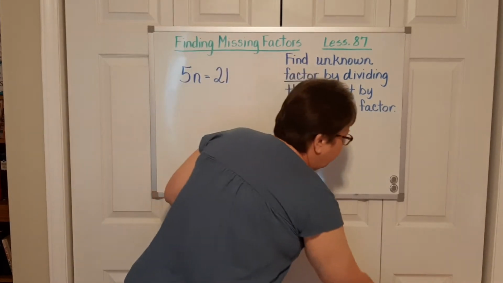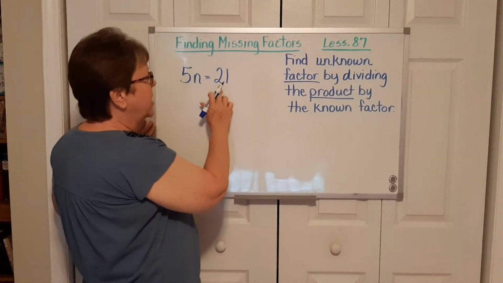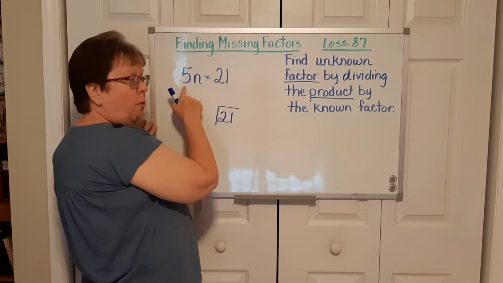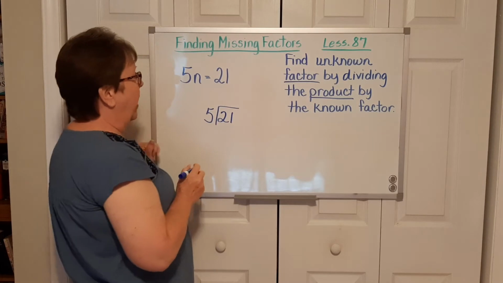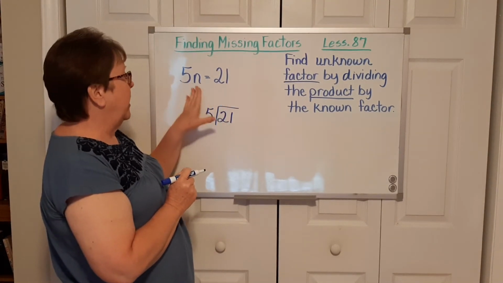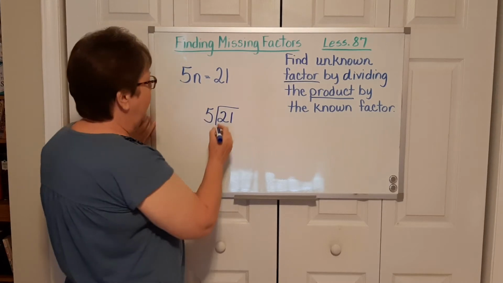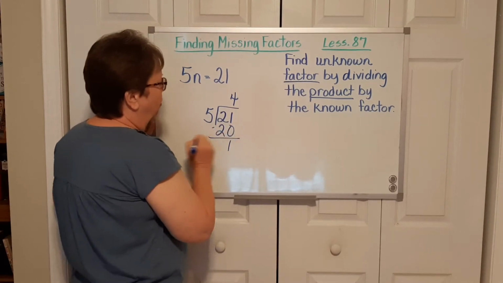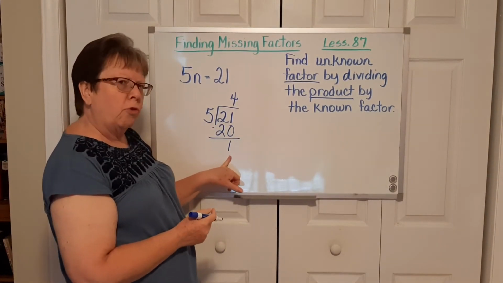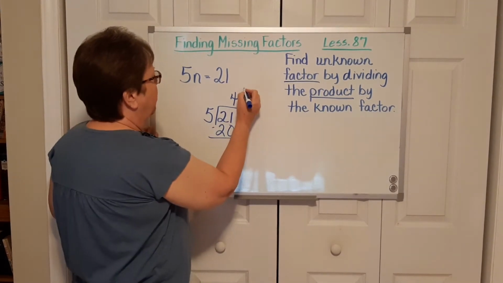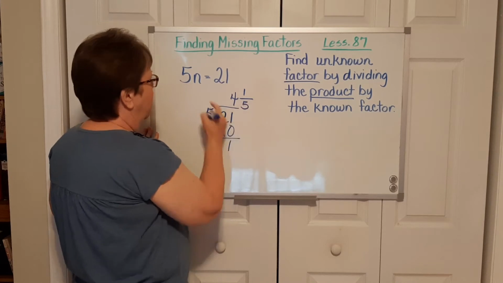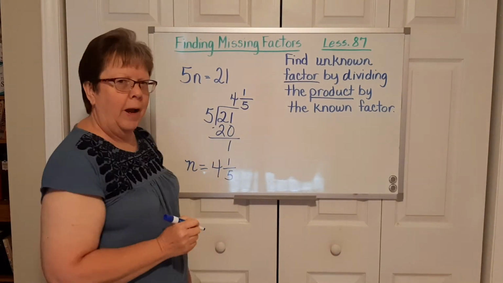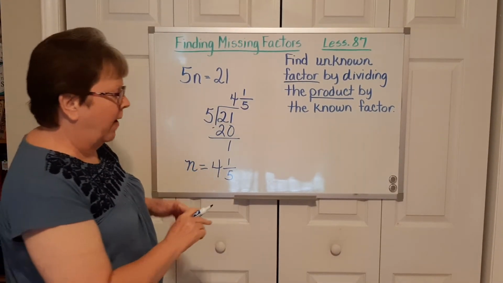Let me go ahead and do the first example here. We're going to do what this says. We take our product, 21, and divide it by our known factor, which is 5. Once we get that done, we'll know what our unknown factor is. 5 goes into 21 4 times. 4 times 5 is 20. You subtract, you get a 1. Our remainder is 1, and we make that into a fraction, so that would be 1 over 5. So n is equal to 4 1/5. That's how you find the answer for that kind of problem.